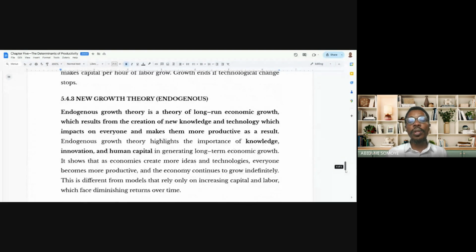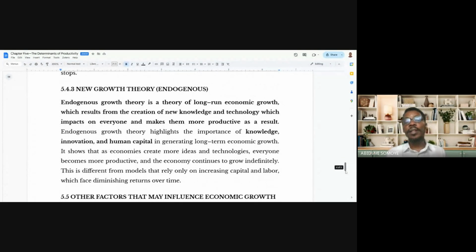What about new growth theory? The new growth theory is the endogenous growth theory. Endogenous growth theory is a theory of long-run economic growth which results from the creation of new knowledge and technology, which impacts everyone and makes them more productive as a result. Endogenous growth theory highlights the importance of knowledge.